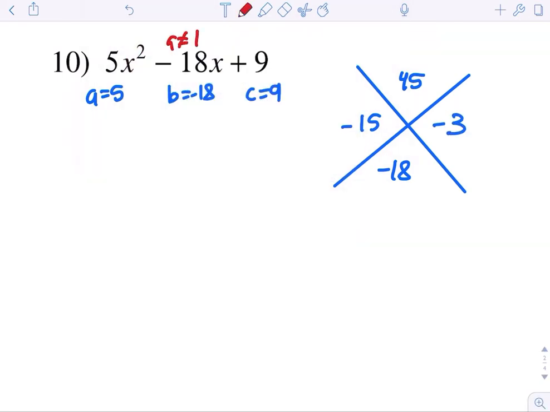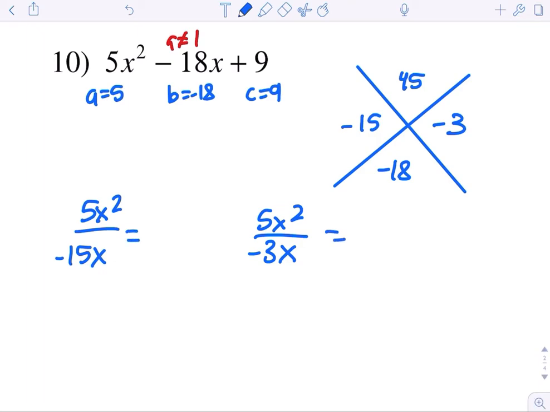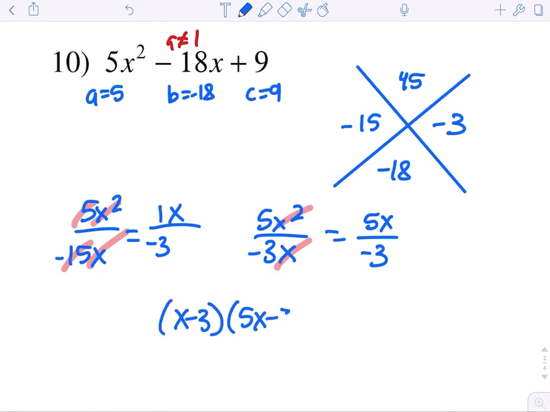A is not equal to 1, so that means you write the first term twice, and you put these two numbers underneath with a variable. Now it's time to cancel. A 5 could go into both, so we're going to get 1 over negative 3, and an x could go into both, so there's only going to be one x on top. And over here, you get 1, x is shared in common, so you can cancel that, so you only get 1x on top and none on the bottom. Factor: x minus 3 times 5x minus 3.